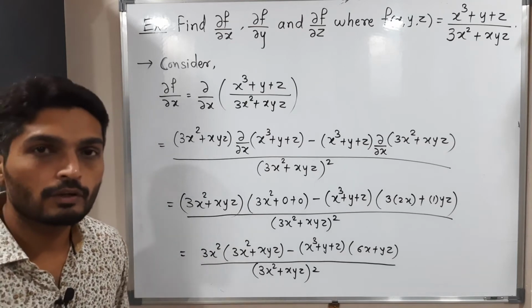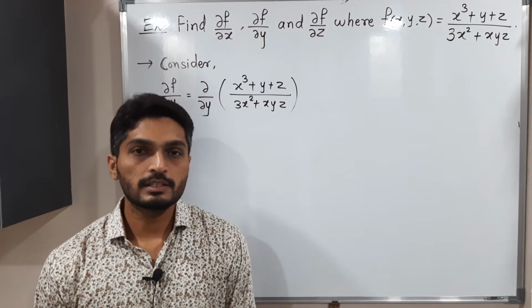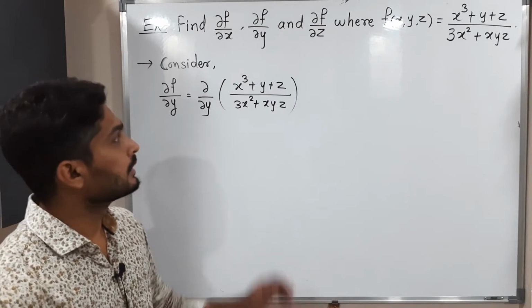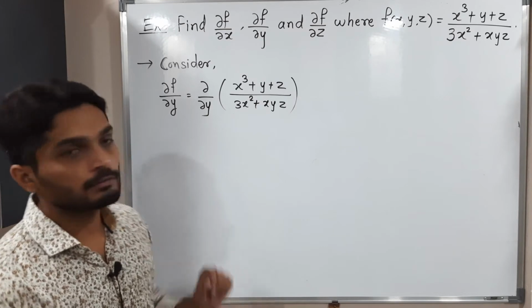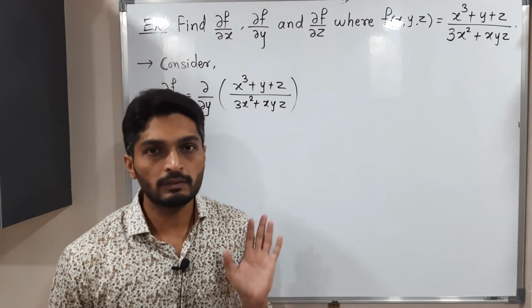After that I will go for ∂f/∂y. But before that I suggest you make a screenshot of this one. Let us find derivative with respect to y now. Same function we have. In the numerator we have a y, in the denominator also we have y. So again we have to use the u upon v formula.